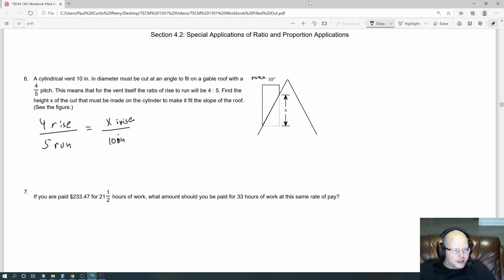Okay, so cross multiply. That gives me 5x, so 5 times x. And then I say 10 times 4, which gives me 40. And I undo the multiplication of x by 5 by dividing by 5. Whatever I do to one side, I do to the other. And that gives me x is equal to 8. So that is 8 inches. So this is 8 inches right there.